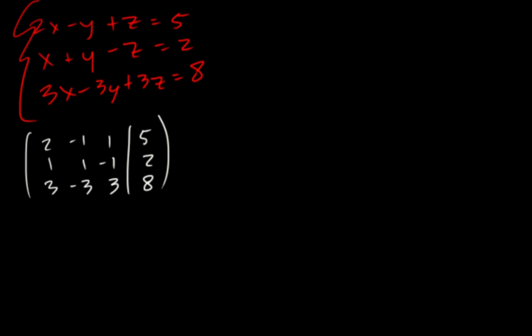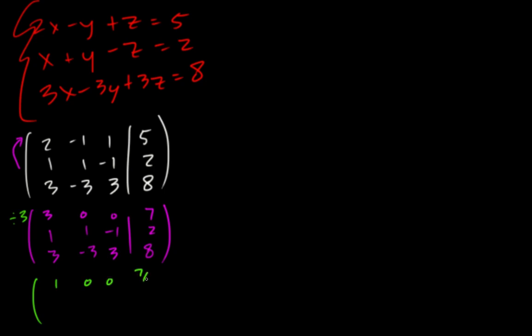Alright, the goal is to make it 0, just anywhere. So I'm going to add this row to this row. And so just the top row is going to change. Okay, kind of lucked out with that one. We can just divide by 3 now. And so we get 1, 0, 0, 7/3.